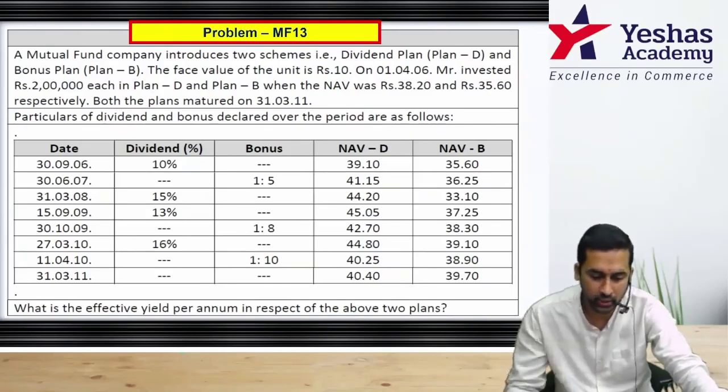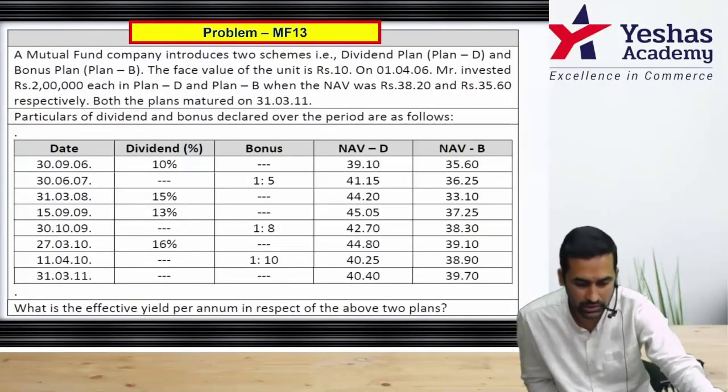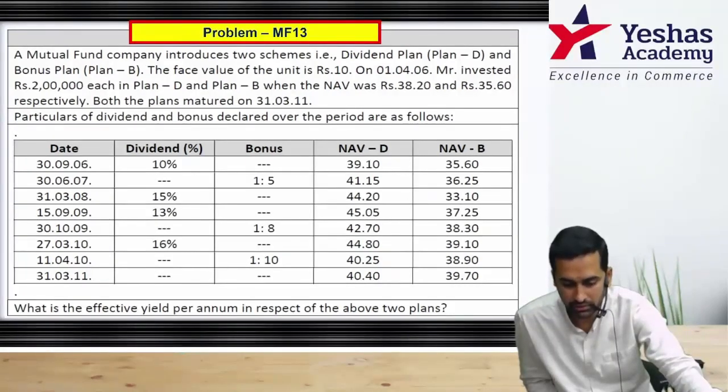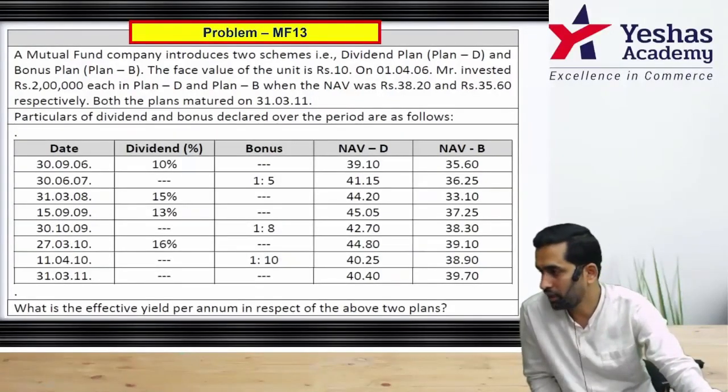Particulars of dividend and bonus over the period are given to you, 30th September and so on up to 31st March. Dividend percentage is given, bonus is given, NAV for plan D, D is dividend, plan B is bonus. All the details are given to you. What is the effective yield per annum in respect of the above two plans?